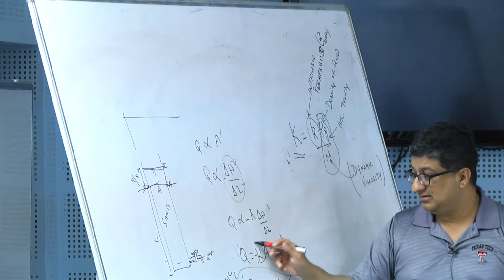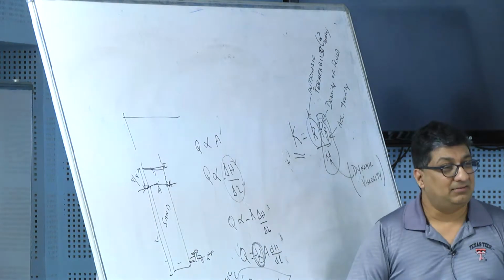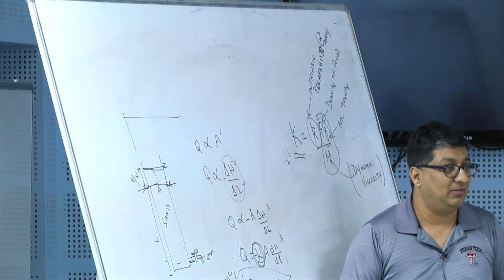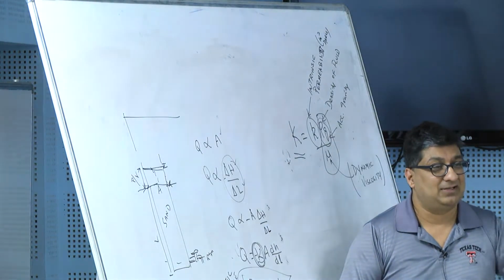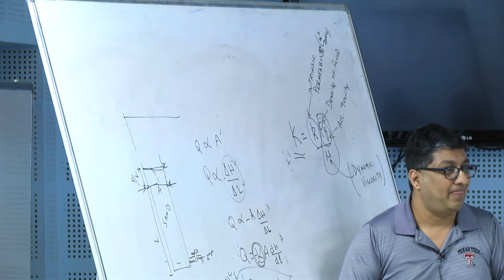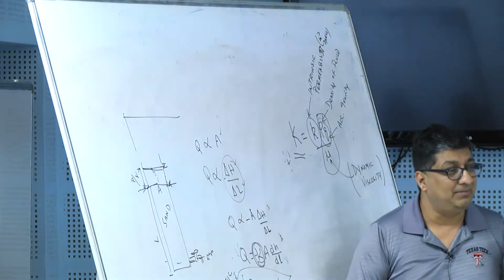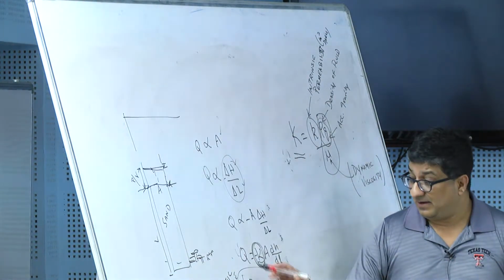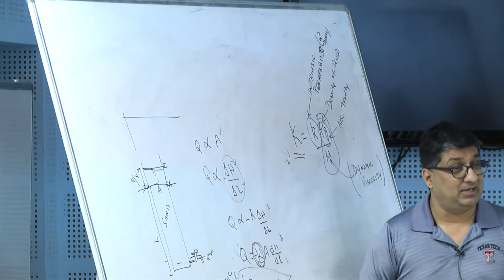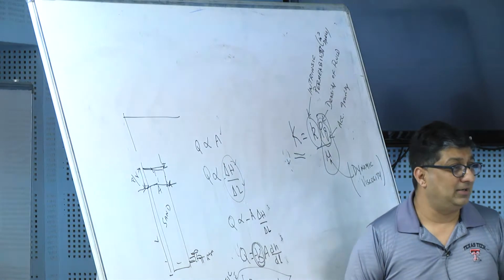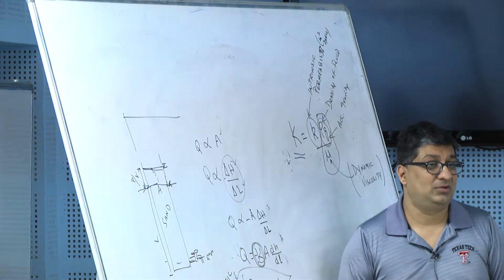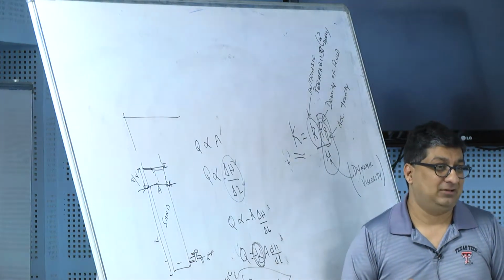This is not measurable in the field directly. In other words, I don't have an instrument that I can go and put and say that's my hydraulic conductivity. Hydraulic conductivity can be backed out if I know Q, if I know A, if I know the gradient. But there is no measurement per se that you can get.